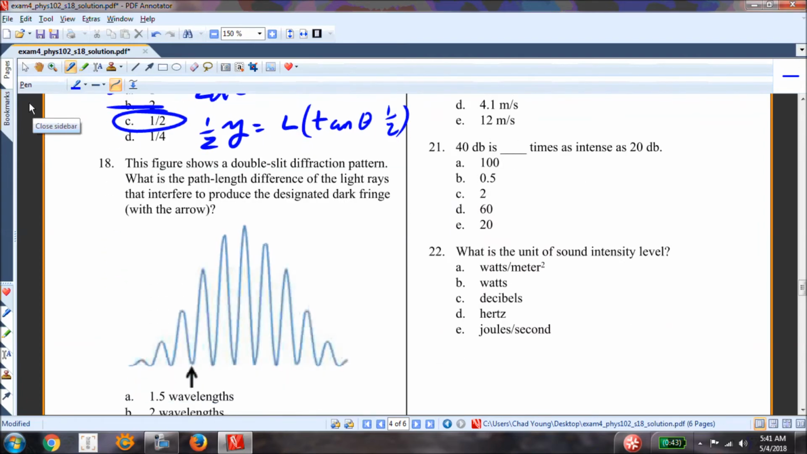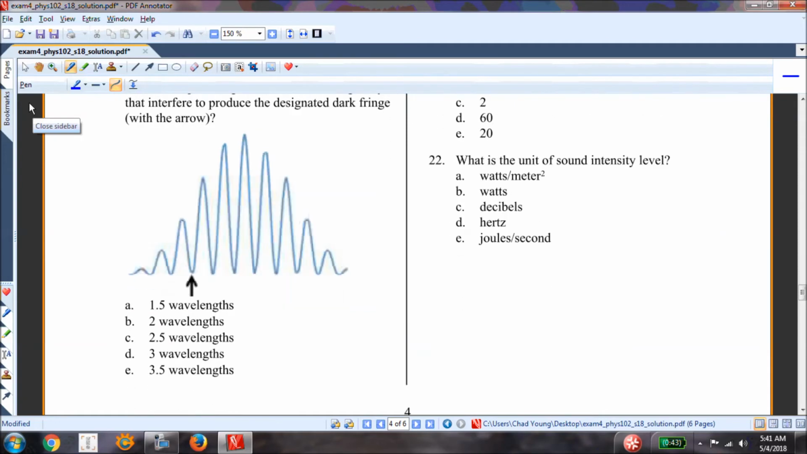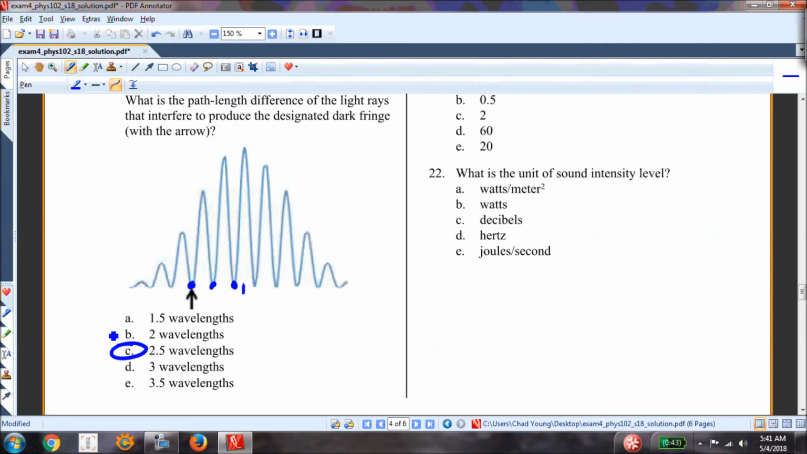This has a double slit diffraction pattern. What's the path length difference? All right, let's see. This is my central fringe, so that's at 0. So this is a half a wavelength, 1.5 wavelengths, 2.5 wavelengths. So C is right.